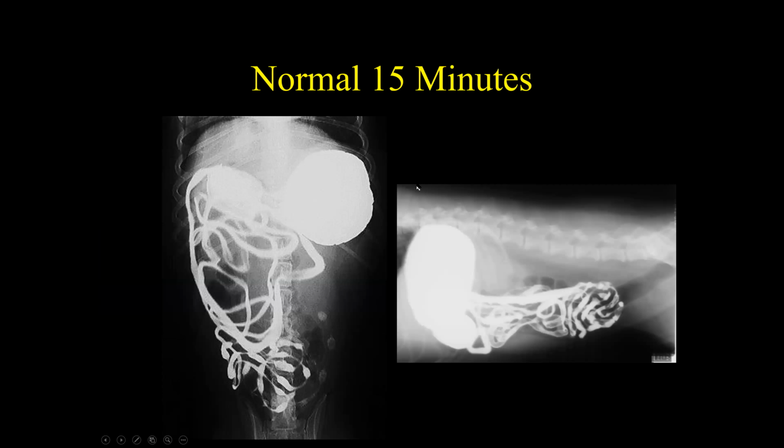So here's just one example of a set of films after 15 minutes. Here's the stomach. It's chock full of barium, this white stuff. Here's the stomach here. There's the pylorus. This is the fundus up in here. And the barium is already moving through the duodenum and randomly throughout the small bowel. It's very normal, lazy loops throughout the small bowel, moving through nicely.